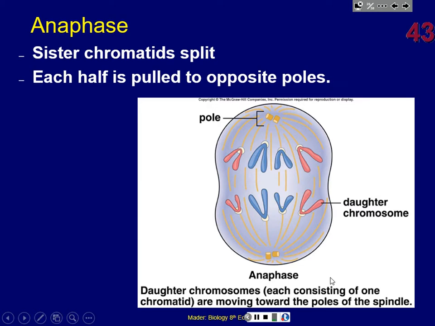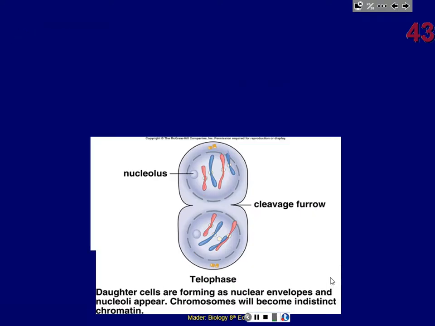Okay, so they get to the opposite poles, and it's telophase. The way I want you to think about telophase is we've got to form two new nuclei. That's what mitosis is, right? Producing two nuclei. So everything that's going on in telophase is the opposite of prophase. Look at what happened in prophase. We're going to undo all of that because we've got to make two new nuclei, okay?